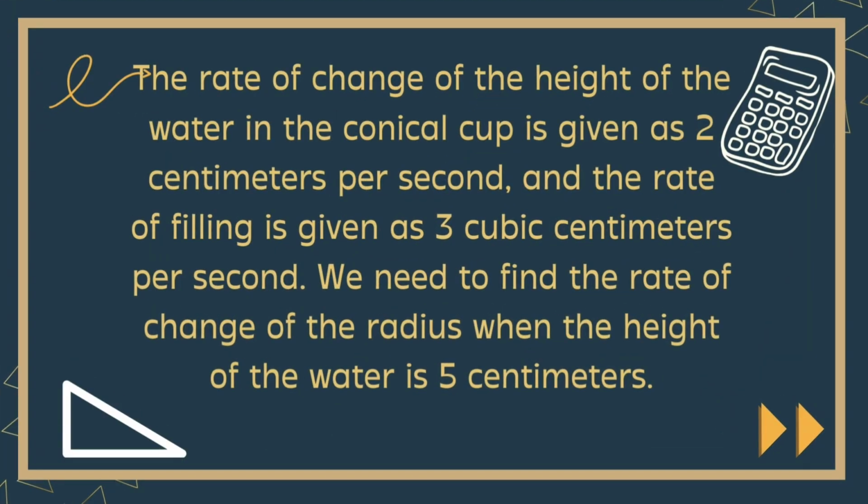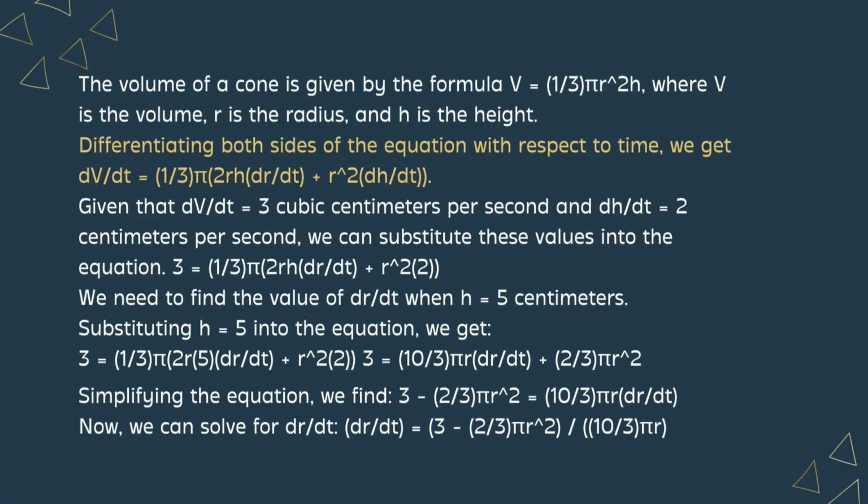The rate of change of the height of the water in the conical cup is given as 2 cm per second and the rate of filling is given as 3 cubic centimeters per second. We need to find the rate of change of the radius when the height of the water is 5 cm. The volume of a cone is given by the formula V is equal to 1/3 pi r squared h, where V is the volume, r is the radius, and h is the height.